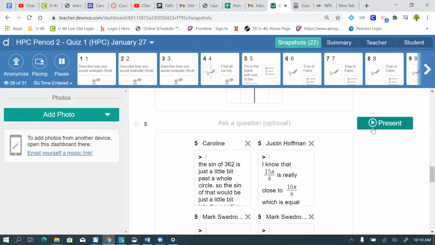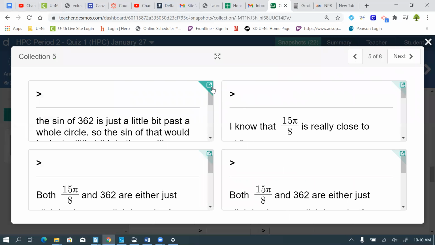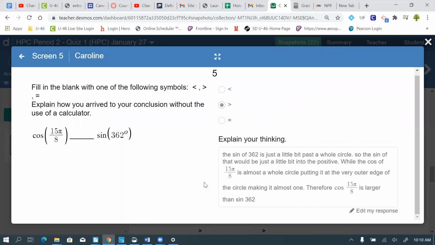At this point, I think I'm just going to show students that weren't repeated. So let's see, Caroline Croft. This is great. So which one of these two is bigger? Well, this is awesome. 362 is indeed just past a whole circle. And so the sine of that would be just barely into the positives. It's above 0, but not much. So this is a positive number, but pretty small.